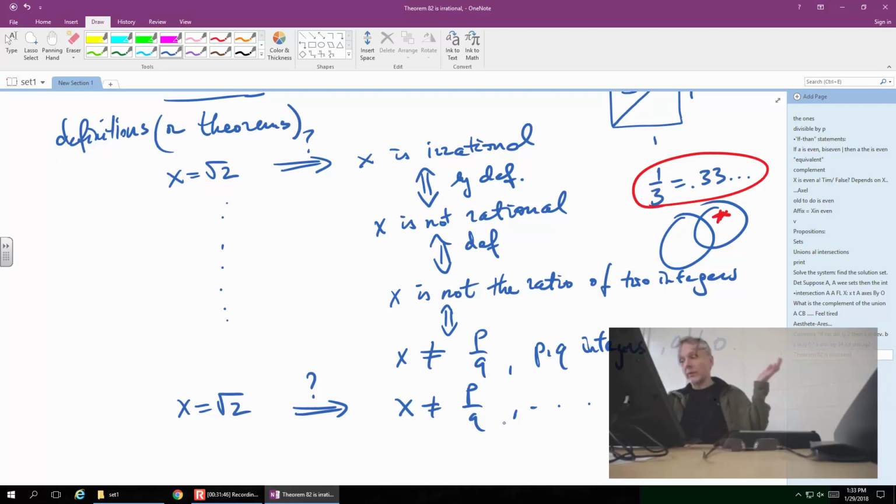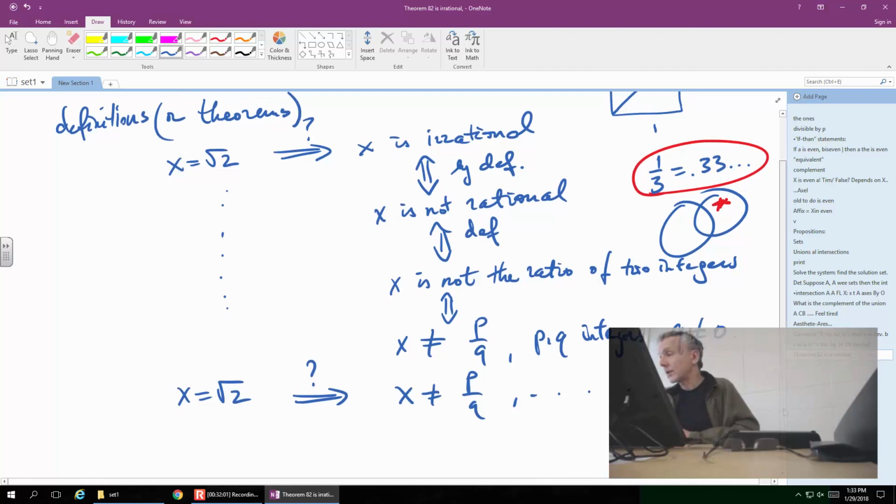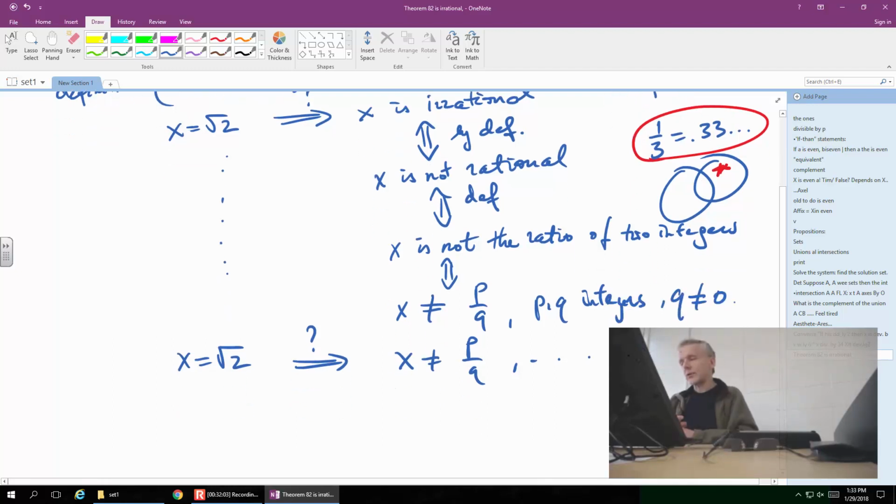You have a specific number on the left, so you think then on the right you'd be doing something specific, but not so, because now you have to verify that no matter what pair of integers p and q you pick, it's not equal. That's a lot of work, and you have infinitely many integers. So what do we do instead? How do we prove negatives?